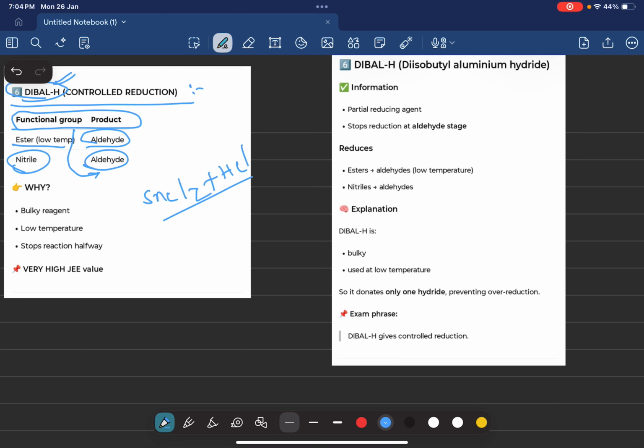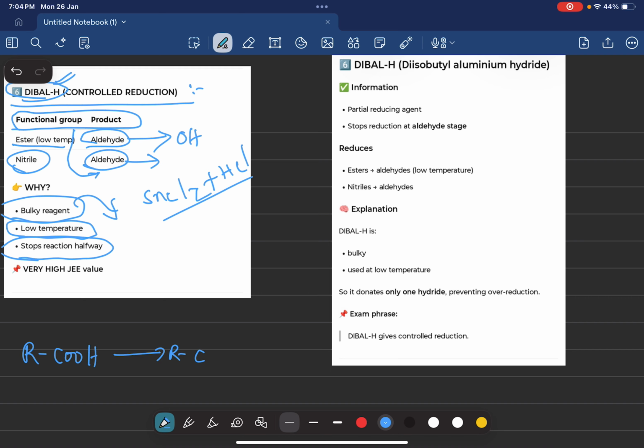So diisobutyl hydride is a bulky reagent, so it cannot reduce normal aldehydes or ketones. And low temperature is required for this, otherwise it will decompose itself. It stops the reaction halfway. That's why we end with aldehydes only. If it were a smaller reducing agent, it could convert to alcohols also, because what is reduction normally? In the functional group case, RCHO is converted into aldehydes, further to alcohols, like that.